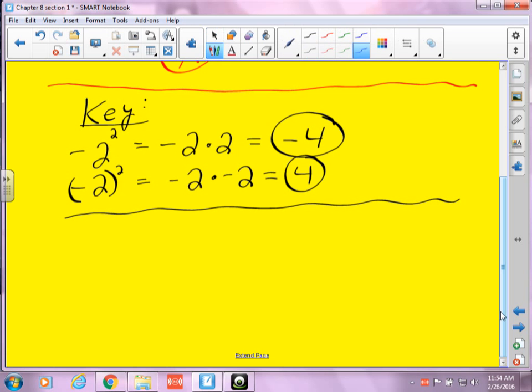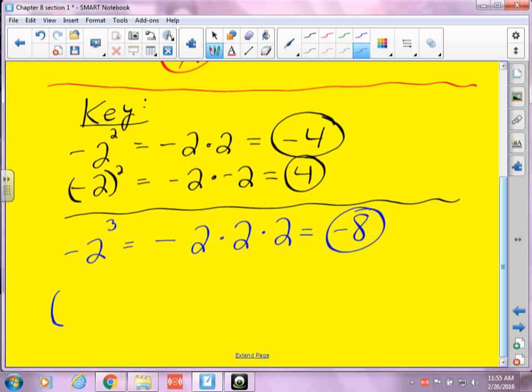Let's say I have negative 2 cubed. Okay? Again, the exponent belongs to the 2. So I'm going to put a negative out front. And how many 2's do I have? 3. So I'm going to go 2 times 2 times 2, and I get what? Negative 8. Because 2 times 2 is 4 times 2 is 8.